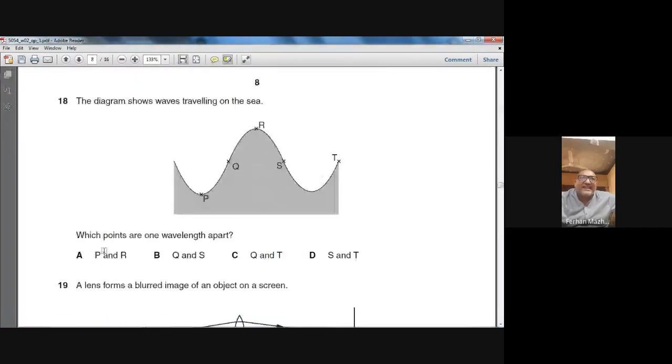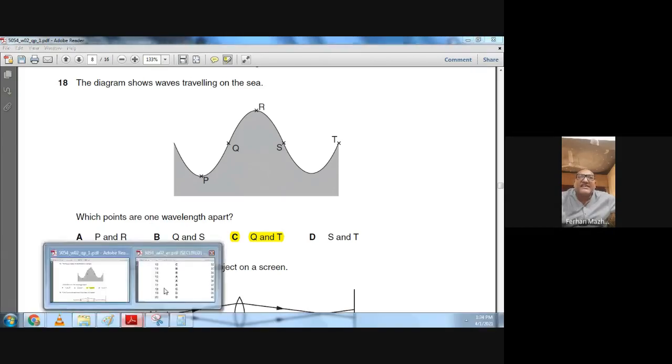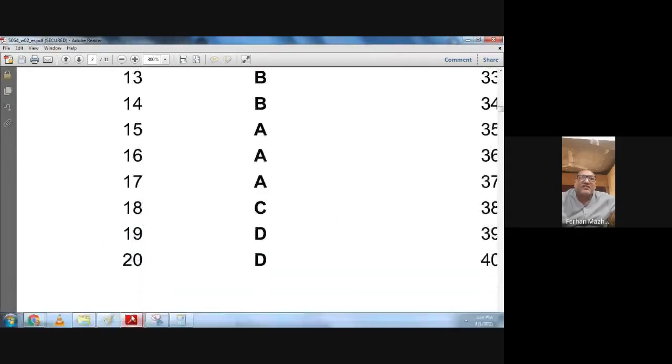Okay, question number 18 is on your screen. The diagram shows waves traveling on the sea. Which points are one wavelength apart? So Q and T are one wavelength apart. C, Q and T. So C is the right choice, I think. Question number 18, C is the right choice.